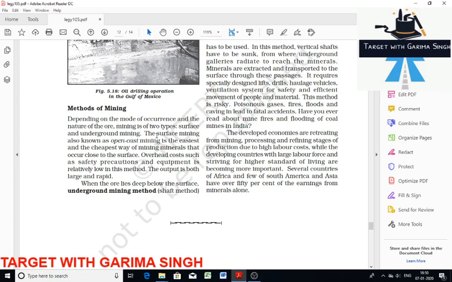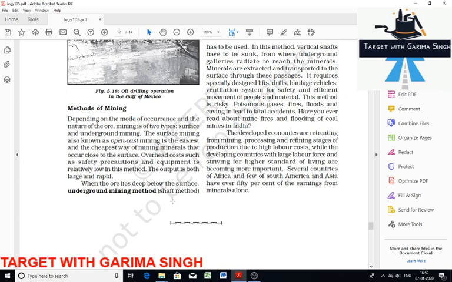First one is surface and open cast mining. Easiest and cheapest, mining occurs close to the surface, low safety precautions, large and quick output. That is surface open cast mining. Next is underground or shaft mining. A vertical shaft is sunk, minerals are extracted and sent to the surface. It requires specialized drills, lifts, haulage vehicles, ventilation systems. This method is risky, poisonous gases, fires, floods, and caving lead to accidents.